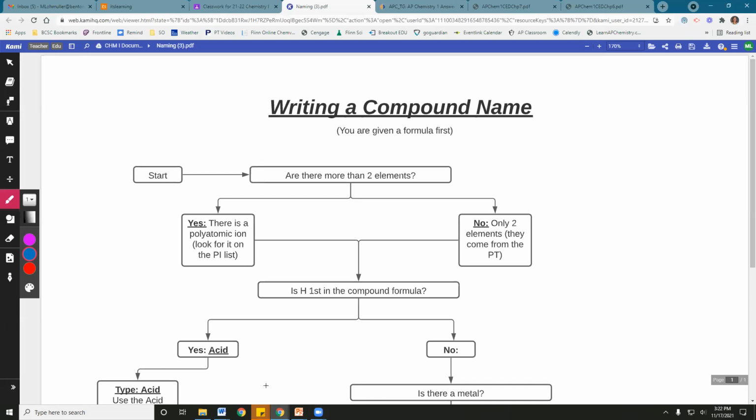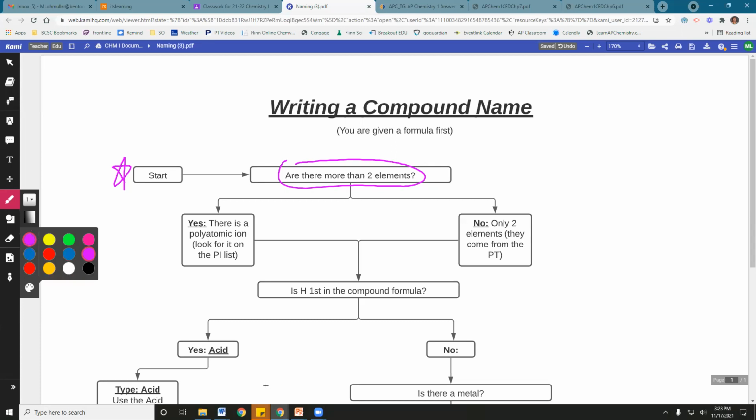So now you always start at the beginning. Where it says start, that's always the first question: are there more than two elements? Okay, so we kind of talked about this when we looked at different compounds, specifically acids and ionic compounds, because that will tell you if you have a polyatomic ion or not. And so then that does not tell you the type of compound though.